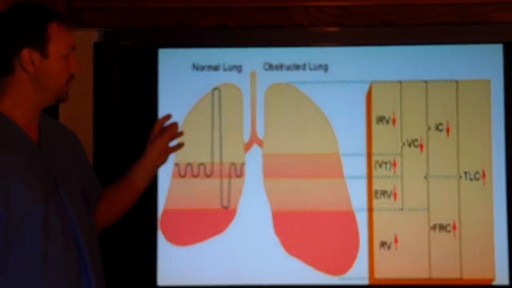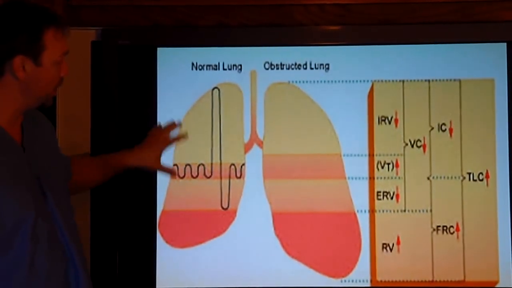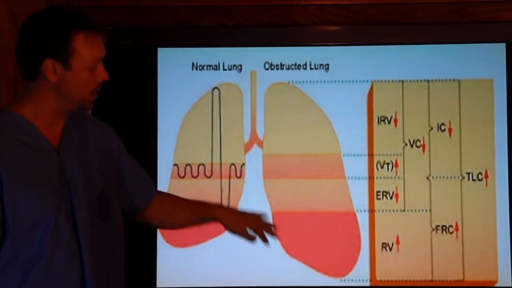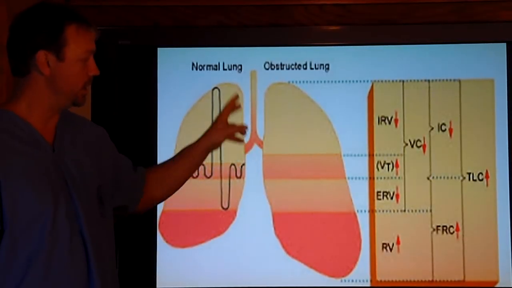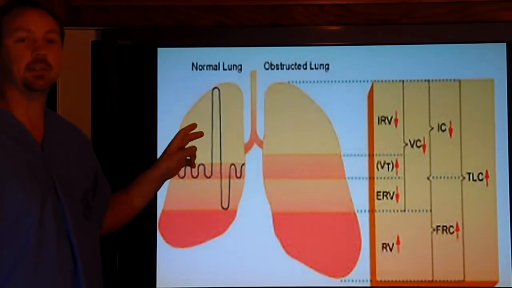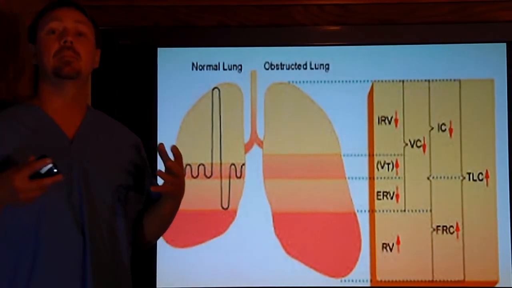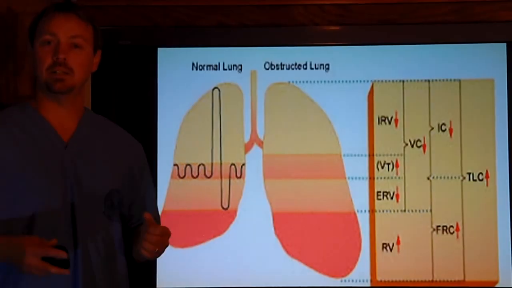What you see here is, again, a nice depiction of a normal lung on the left and the obstructed lung on the right. I want you to notice a few things. First, this lung is larger than the normal lung. That is on purpose. That's because of that hyperinflation over a distended lung.